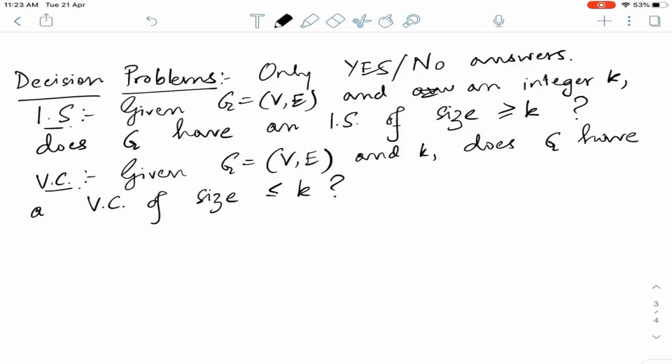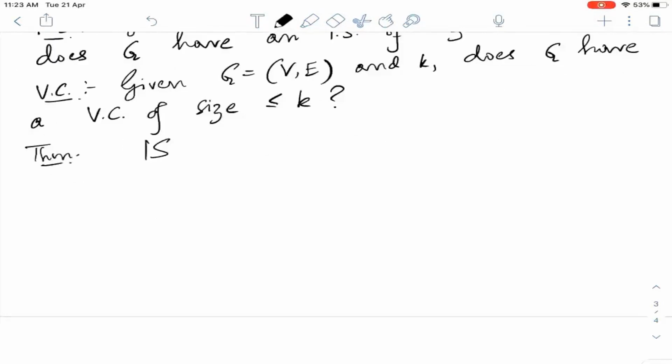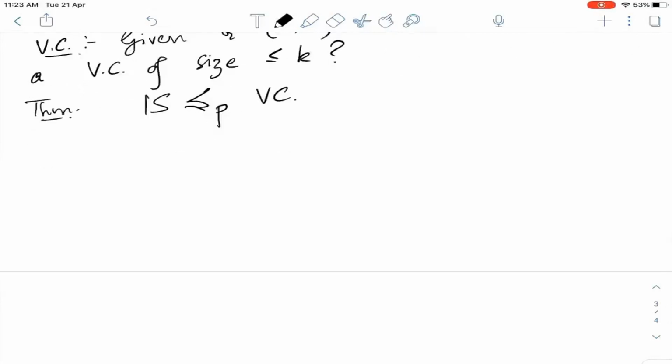We don't know whether we can find efficient algorithms for them. But what I will show you now is that if you give me a polynomial time algorithm to solve VC, then I can design a polynomial time algorithm to solve IS. So the theorem is: IS reduces in polynomial time to VC. Why is that the case? In order to do this, here is what we need to prove.